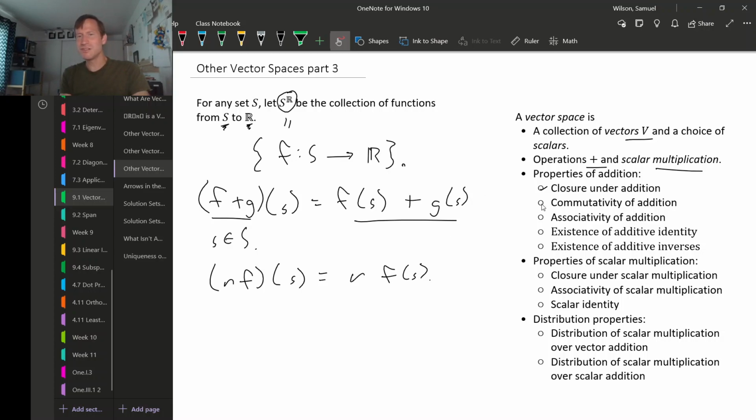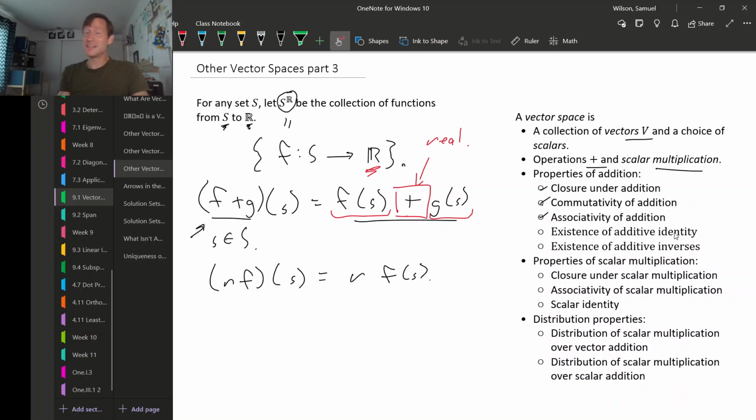Commutativity of addition, well, to know if this addition operation we defined is commutative, we have to look at its definition. And how we defined it is with this addition right here. So we have to ask, is this addition commutative? Well, this addition, what is being added here? What are the outputs for these functions? Well, the outputs of these functions are real numbers, because this function is from some set to real numbers. So this addition is real addition, right? It's real number addition. And real number addition is commutative, so we get commutativity. Same thing for associativity.